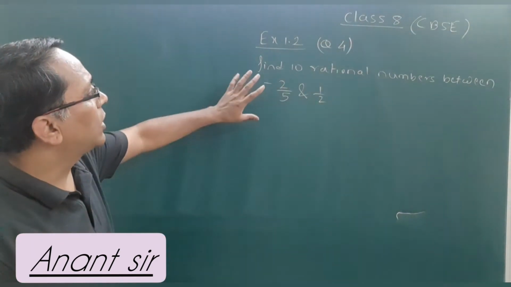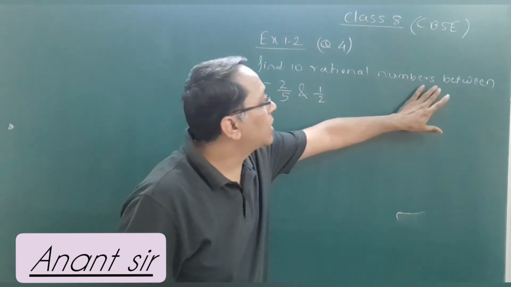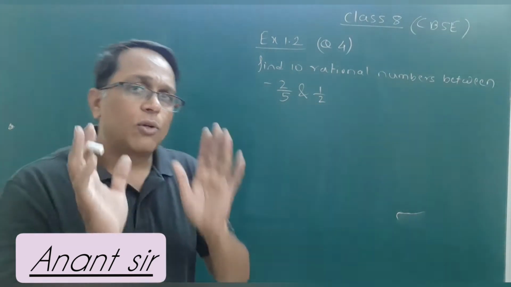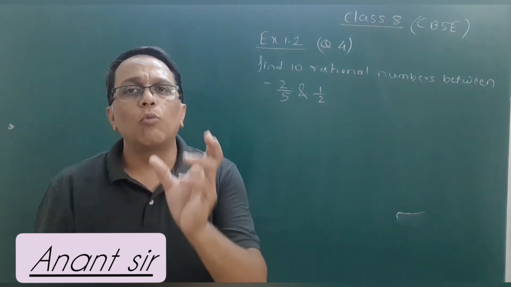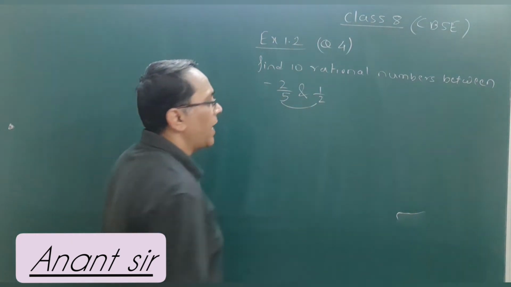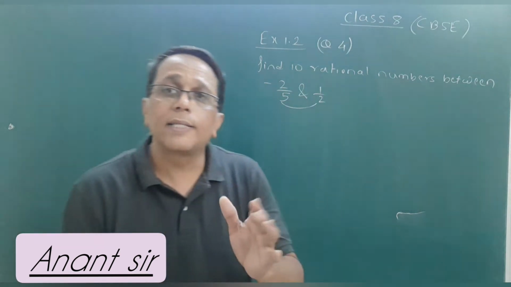Okay, so the question is find 10 rational numbers between these two numbers. So now how to find it? First of all, what we are going to do? We are going to make the denominators same. Very easy. For that, the denominators are 5 and 2. Okay, so what is the LCM of 5 and 2?